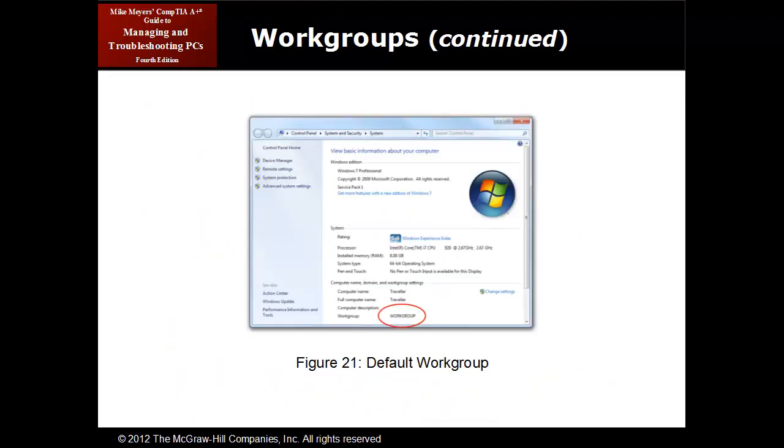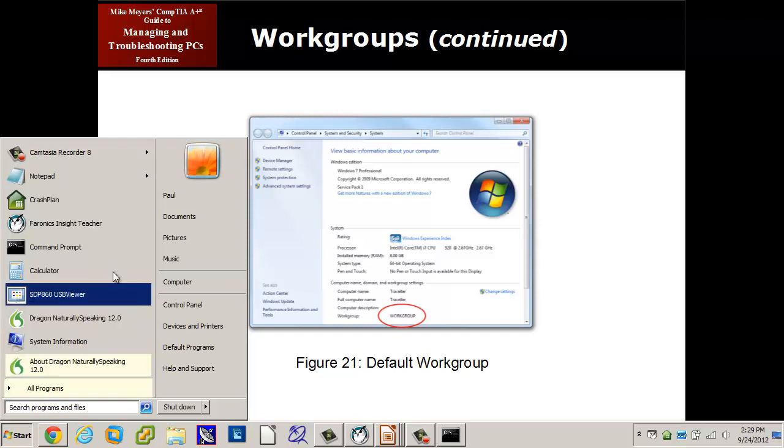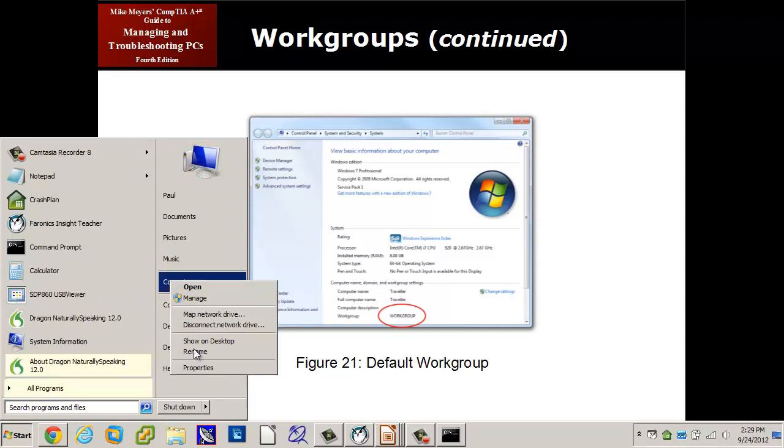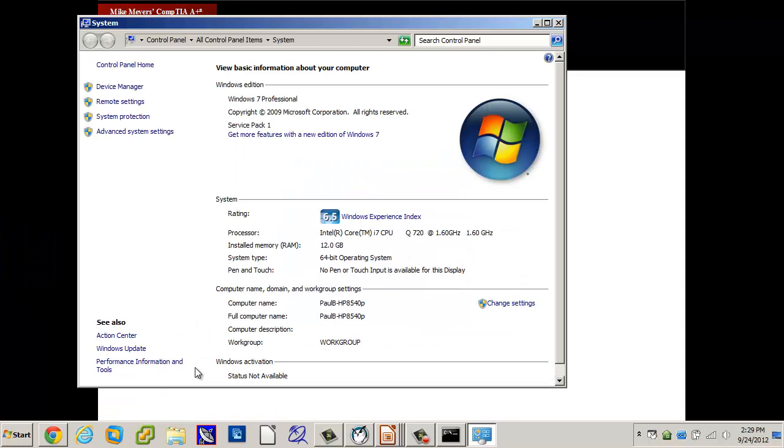If you go to your computer, start, right-click on Computer and Properties, on the bottom of that page it's going to tell you which workgroup you belong to, if you belong to one. So this defaults to workgroup, which is the default that it shows.